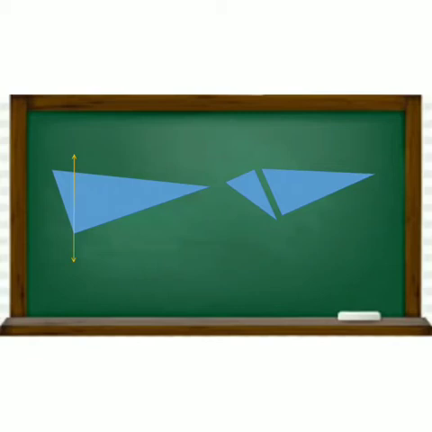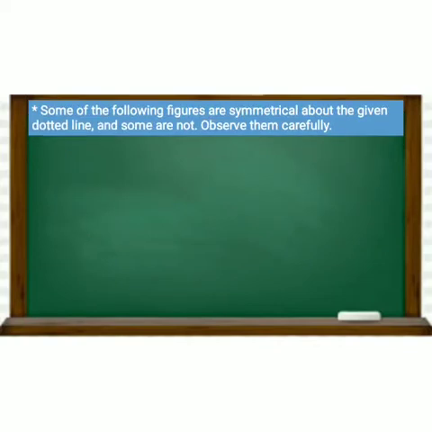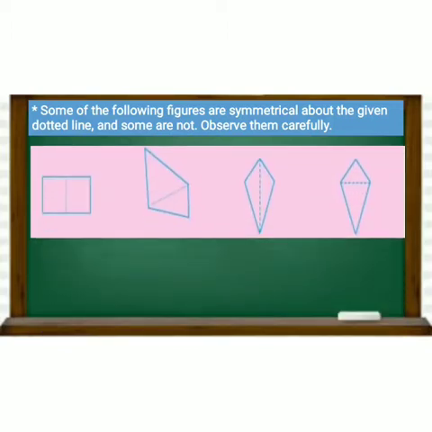If the two parts of a figure made by a line fall exactly on one another, then the figure is said to be symmetrical about that line. And if the two parts do not fall exactly on one another, then the figure is not symmetrical about that line. Now children, some of the following figures are symmetrical about the given dotted line and some are not. Observe them carefully. Now here some figures are given.